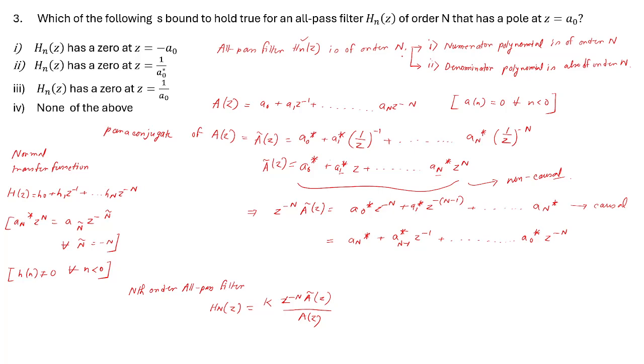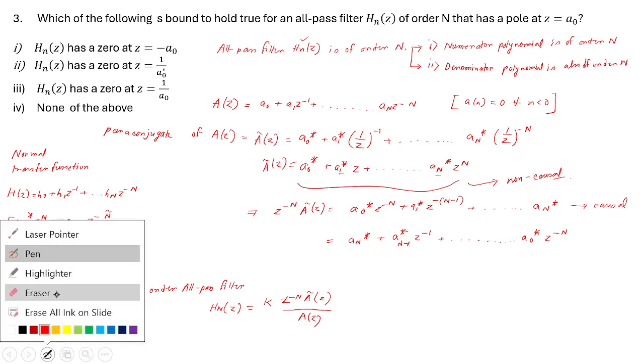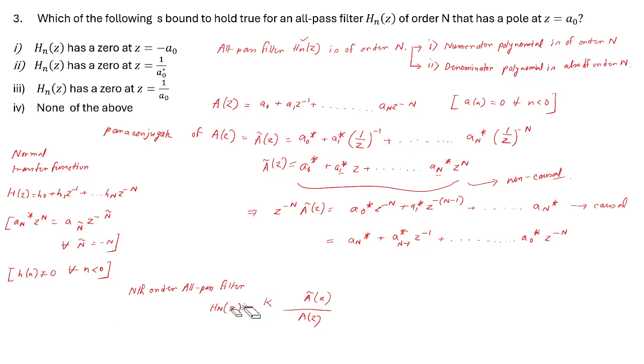So but these two polynomials have some kind of exact structure, especially for the all-pass filter, and this is the structure you have. They cannot be two random polynomials, of course, that is not allowed. So if your denominator polynomial is A(z), your numerator polynomial should be A tilde(z), which is the paraconjugate of A(z), times z to the power minus n, where n is the order of the filter, and that multiplies with some constant k, which is a scalar term. So if we write the expression from above, we'll get this.